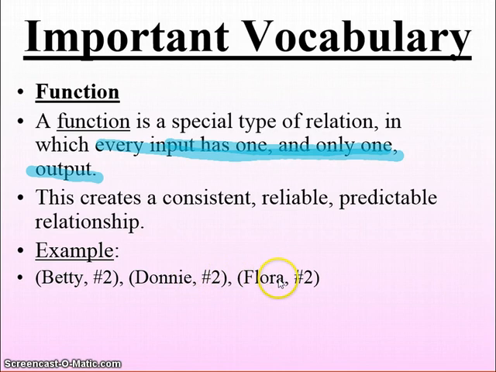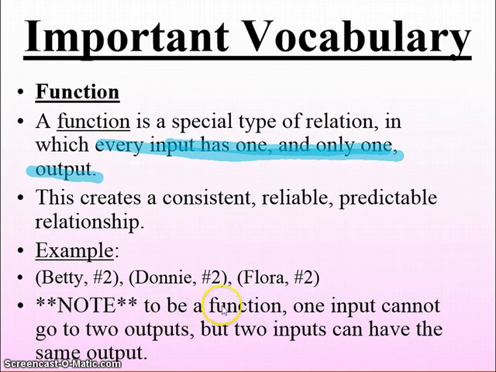And when I said Flora, you knew exactly what number she had because she only had one. Every input, every name had one and only one output. Now notice, to be a function, one input cannot have two outputs. So like Betty couldn't have two numbers, or then you wouldn't know which number I was talking about.